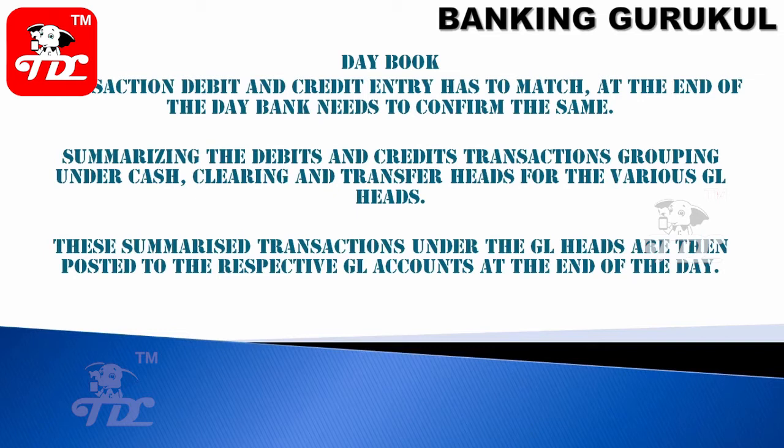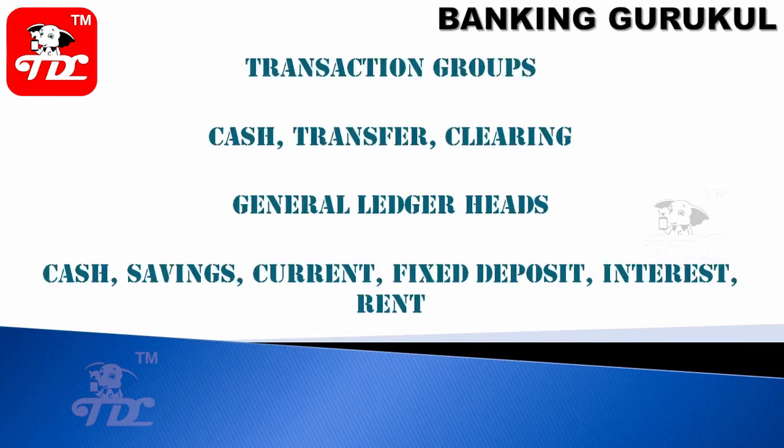So in banking, we know we have three types of transactions. One is cash, dealing with cash like cash deposit and withdrawal. Transfer is within the bank, one account to another account. Clearing means one organization to another organization. So transaction groups will be cash, transfer, clearing. General ledger heads can be cash, savings, current, fixed deposit, interest, rent; all these are general ledger heads.